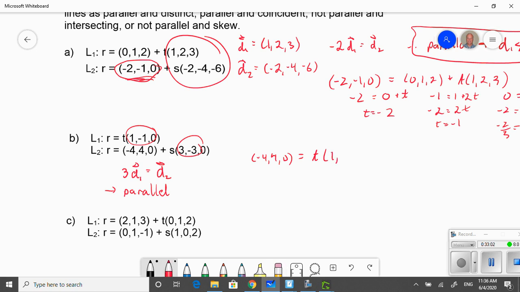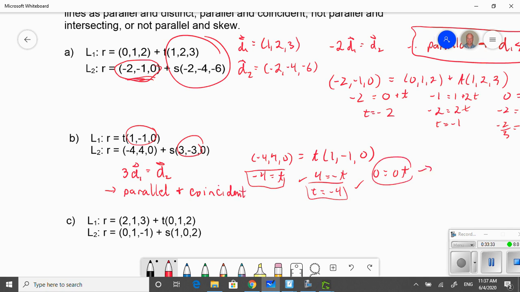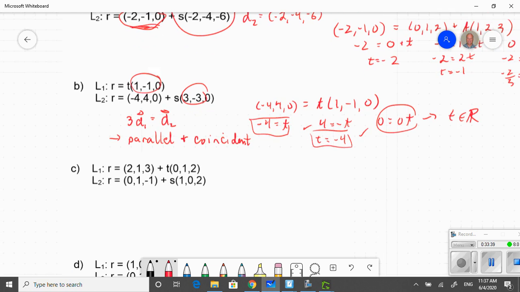Okay, this is going to be an easy solution to solve here. Is there a common value of t? Where -4 equals t, 4 equals -t, and 0 equals 0t. Yeah, clearly right there. If I let t equals -4, I get a consistent solution. So I know that they're parallel and coincident, right? And that also leads to coincident, because t can be anything in here. All right, next up, C.